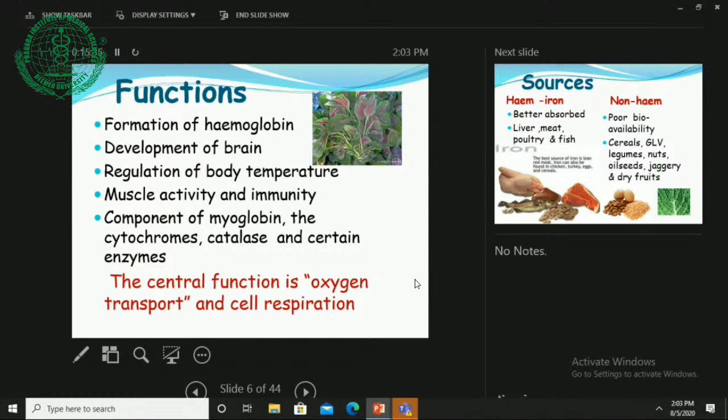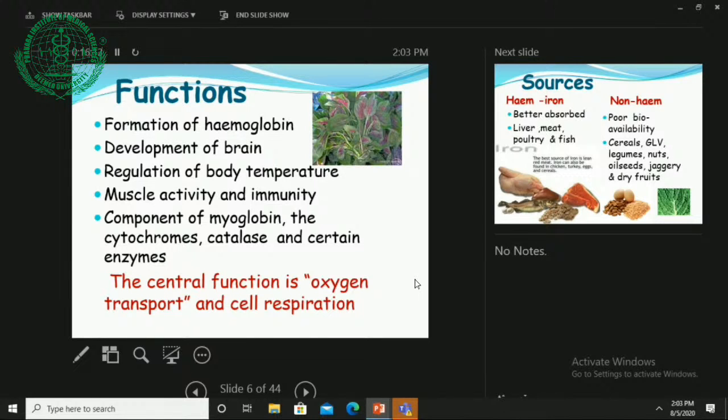Then we'll see the functions of iron. The most important function of iron is that it is required for formation of hemoglobin. Then it is required for development of the brain, for regulation of body temperature, for muscle activity, and for maintaining immunity. It is also a component of myoglobin, the cytochromes, catalase, and certain enzymes. But the main and central function is oxygen transport and cell respiration.